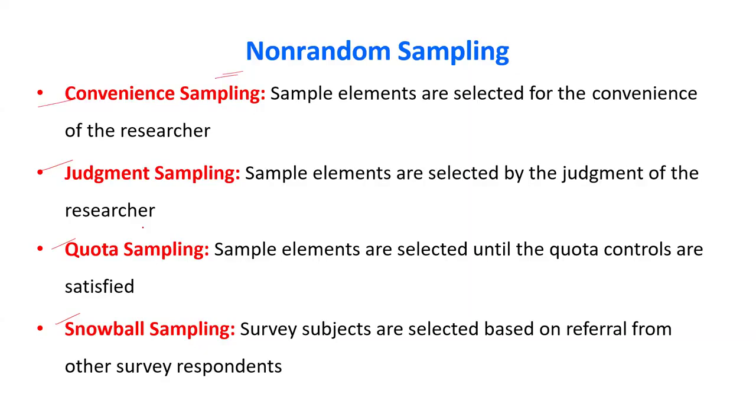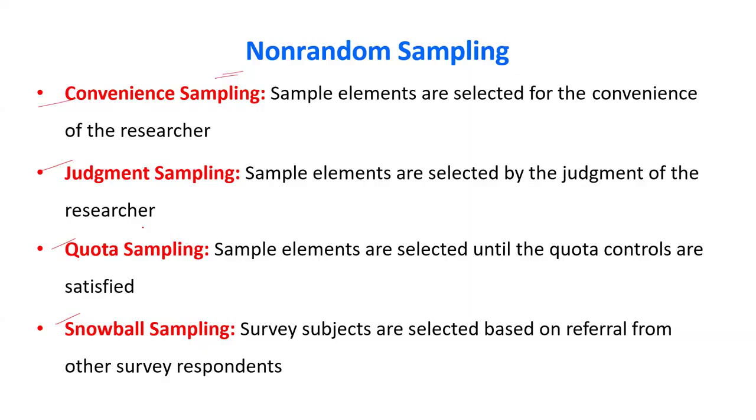Then comes judgment sampling. If you are selecting the elements based on your judgment, everyone will have a different way of thinking and a different thought process. If you are using some thought or some logical way of picking up the elements, then it comes under judgment sampling. If your judgment goes wrong, then your sampling goes wrong, and you will get an incorrect sample which will not represent your population. Again, it may lead to some kind of sampling error.